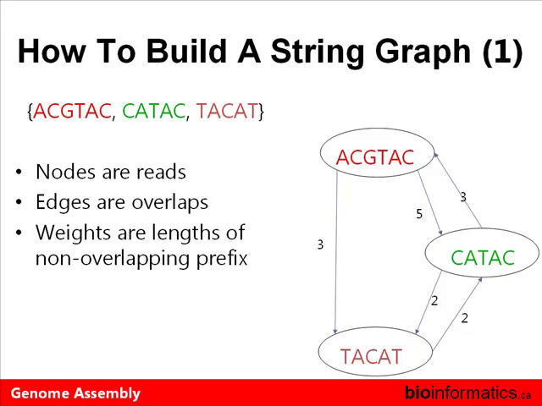So I'm making this a directed graph. In reality, this would be a bidirected graph, the exact same way that I showed bidirected graphs earlier. So in reality, ACGTAC, the same exact node is also GTACGT. And that will overlap with other strings in whatever way. And this would be a bidirected graph in practice. I'm just making it directed for simplicity.